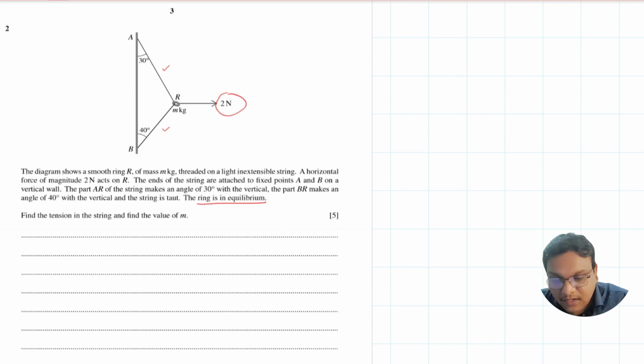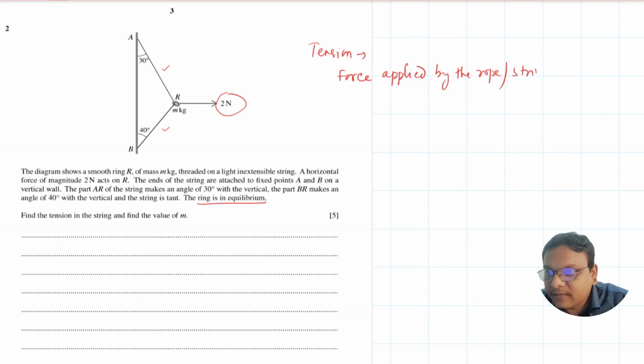See, those who are very new, I can tell you what tension is all about. Try to understand this clearly. Tension is a kind of force. Do you understand what I'm trying to say? So I can write down what tension is: the force applied by the rope, or we can say string. The force applied by the rope or the string is normally what we call the tension force, right?